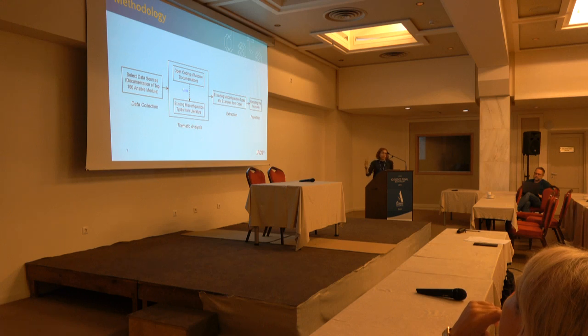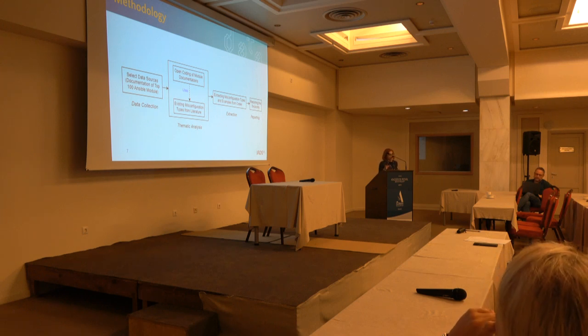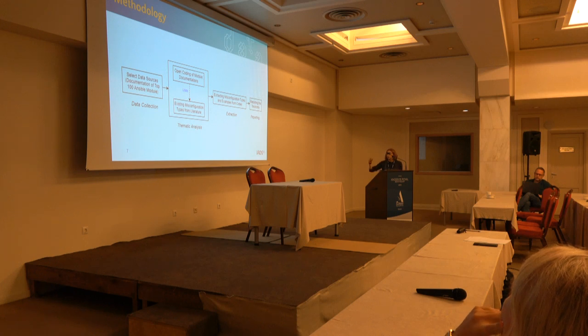The first step was data collection. We used the 100 most widely used Ansible module documentation pages gathered from GitHub repositories and also from grading session review. Then we did a thematic analysis by using the Atlas.ti tool to code the module documentation, and we used existing misconfiguration types from the literature review to do this coding. In the next step, we extracted misconfiguration types from the 227 codes that we found in the previous step, and then we reported our taxonomy.